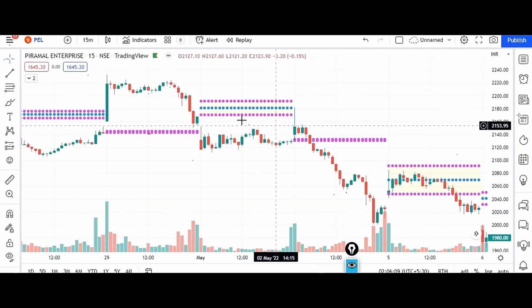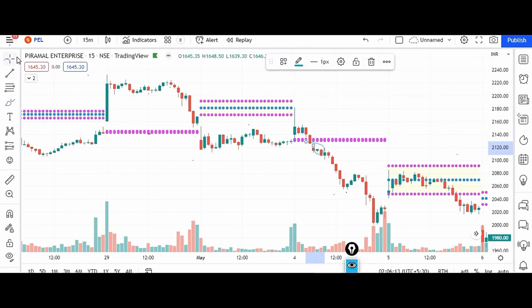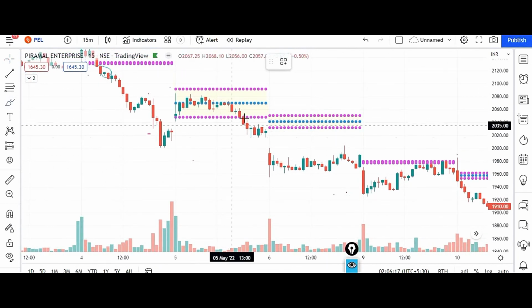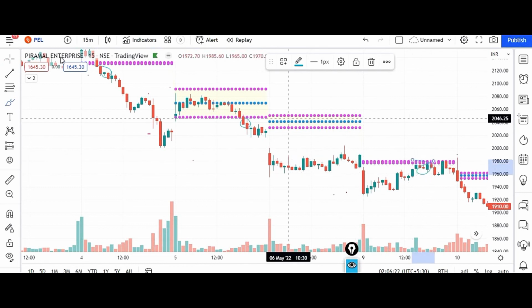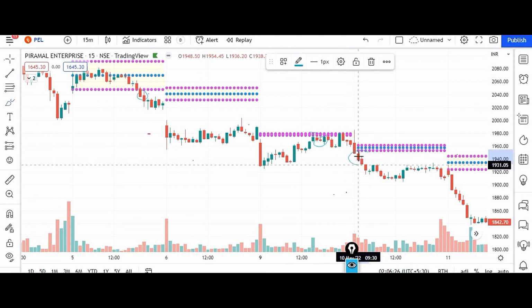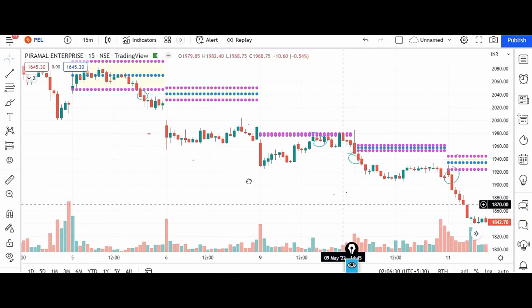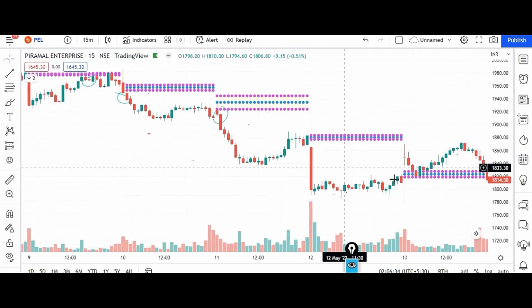Here it breached the CPR level, so you can enter here for the first trade. Next day, you can take entry again here. Stop loss again, you take entry here. Again you can take, you can take entry here. You can do positional trading if you trade futures. Here you can take an entry if you can.